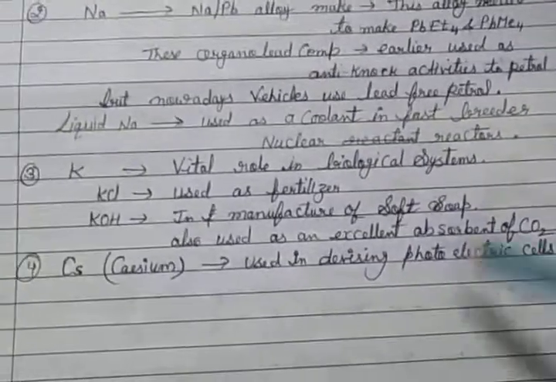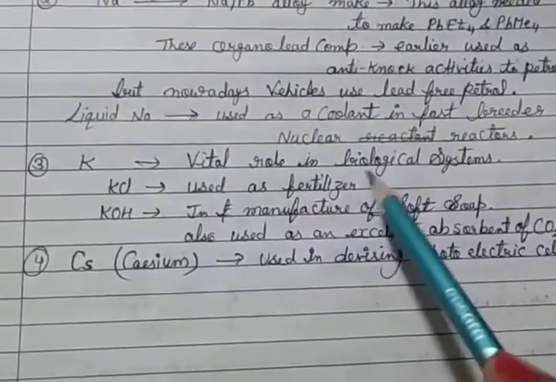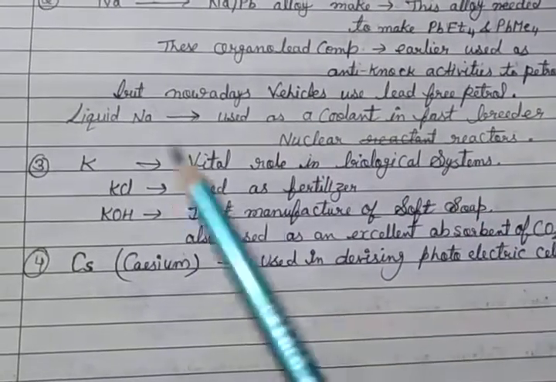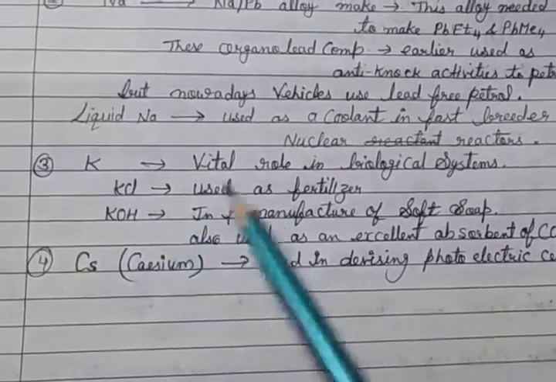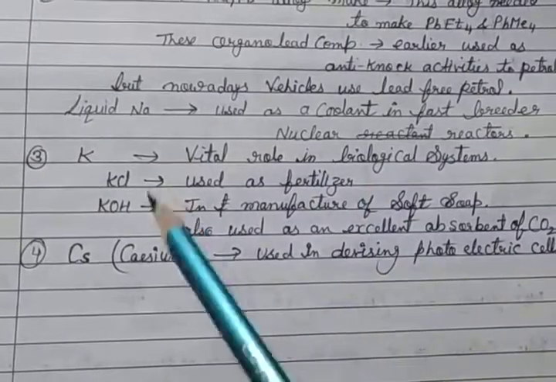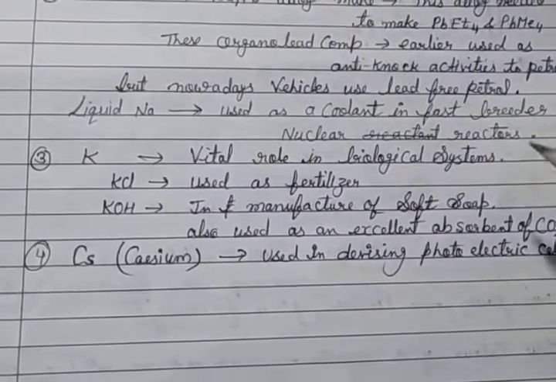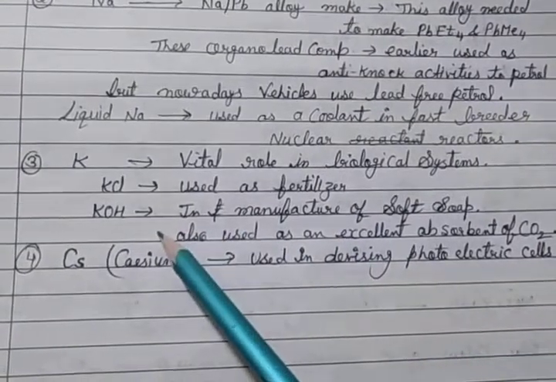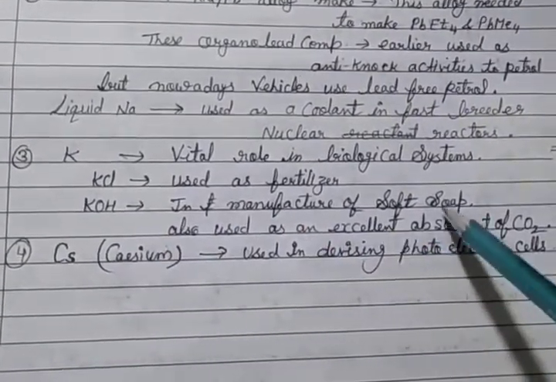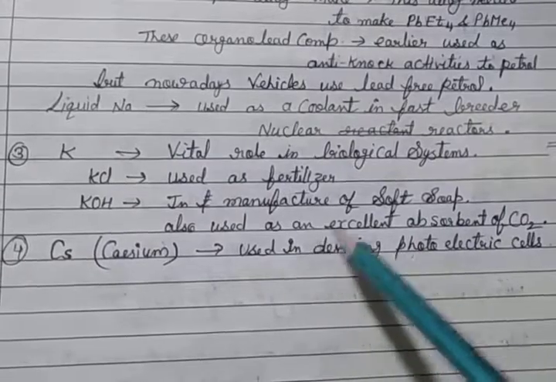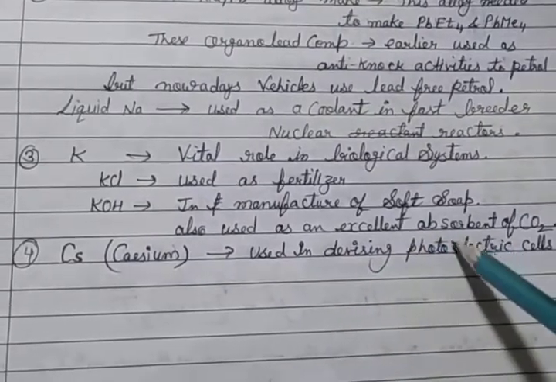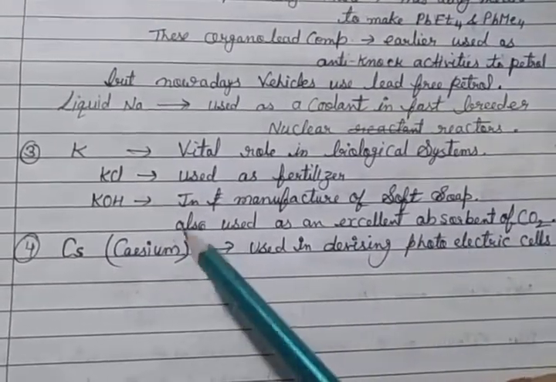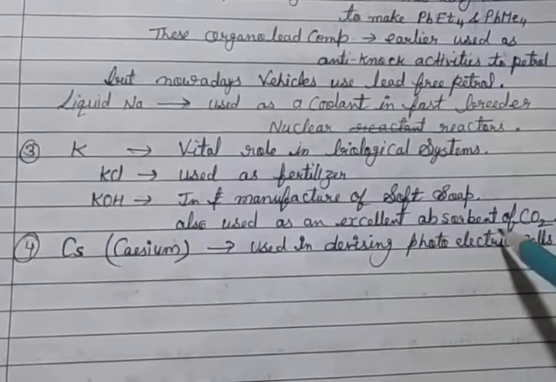Then potassium has a vital role in biological systems. For example, KCl is used as a fertilizer, which we use in everyday life in the agriculture field. Then KOH is used in the manufacture of soft soap and is also an excellent absorbent of CO2.